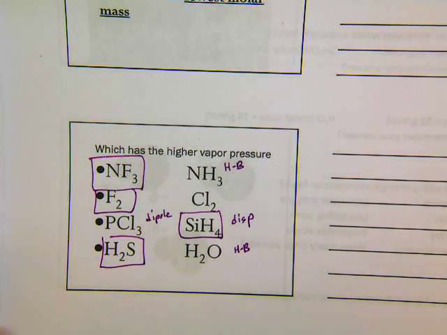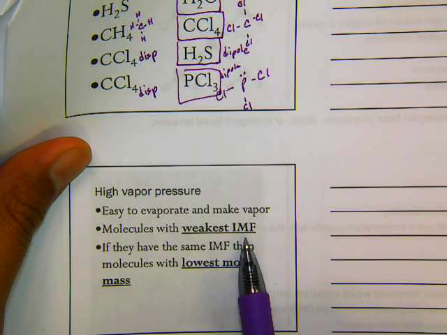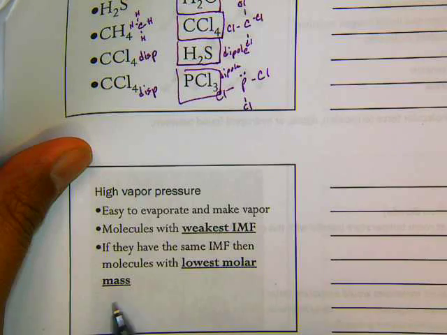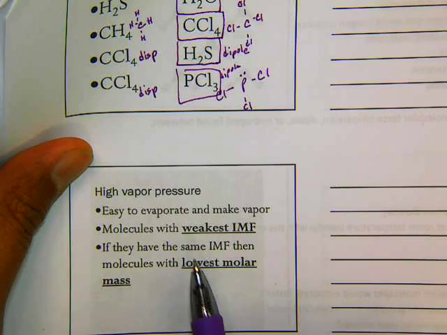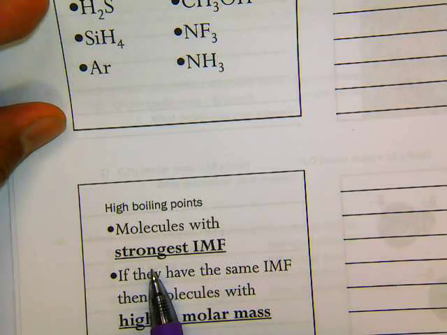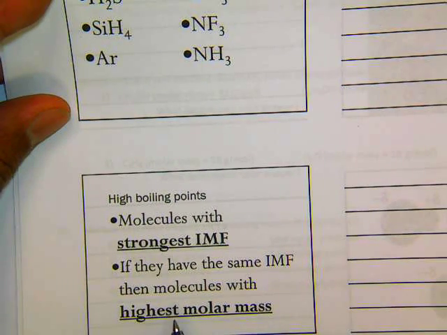So again, for higher vapor pressure, we want to look for the weakest IMF. And if they have the same IMF, the lowest molar mass. Again, that's the tiebreaker. For boiling, strongest IMF, highest molar mass.